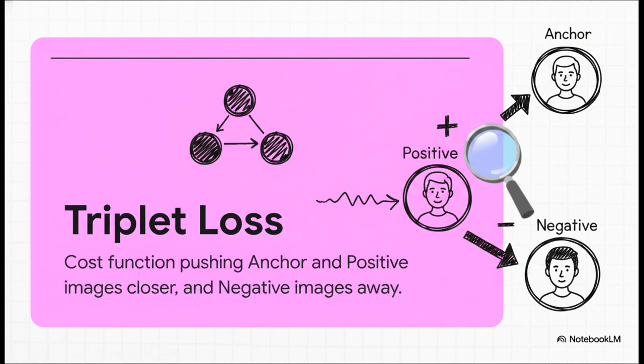You take 3 images: an anchor image of you, a positive image, which is a different photo of you, and a negative image, which is someone else entirely. The triplet loss function mathematically forces the network to shove the anchor and positive embeddings closer together while simultaneously pushing the negative image far away. It's not learning raw classification anymore, it's learning the literal distance and similarity between things.